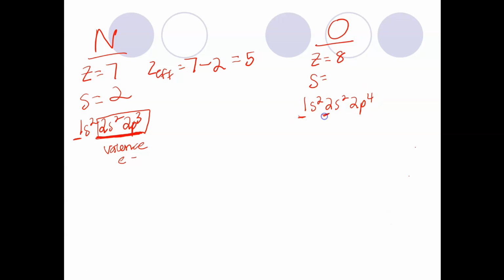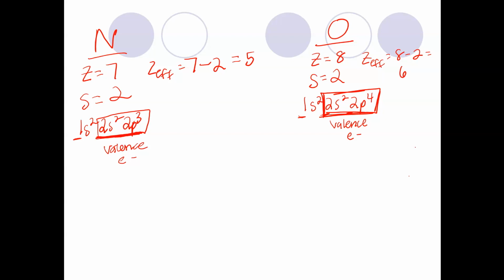Valence electrons have the highest energy level. 1, 2, and 2. So these are my valence electrons, which means everything that's not in that box are my core electrons, and there's a 1s2, so 2 electrons. So to calculate this, the effective nuclear charge is going to be 8 minus 2, which gives me 6. So oxygen's electrons have a higher effective nuclear charge.